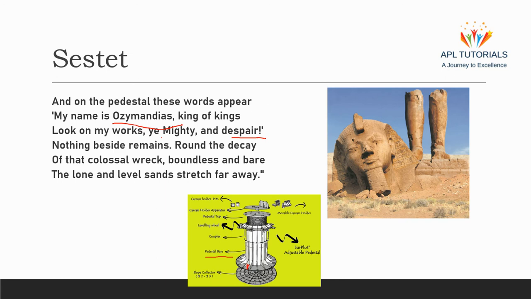Nothing besides remained. With the passage of time, everything went to decay. Round the decay of that colossal wreck, boundless and bare, the lone and level sands stretch far away. Colossal means huge, extremely large. And wreck means ruin. Boundless means limitless. And bare means empty. Only sand and sand everywhere. And lone and level sands stretch far away. This line says that only sand and sand is there everywhere. I can't see any work. The traveler says this.